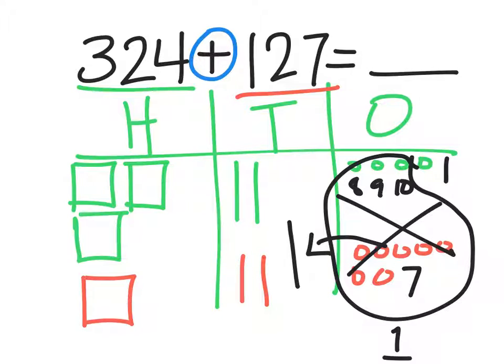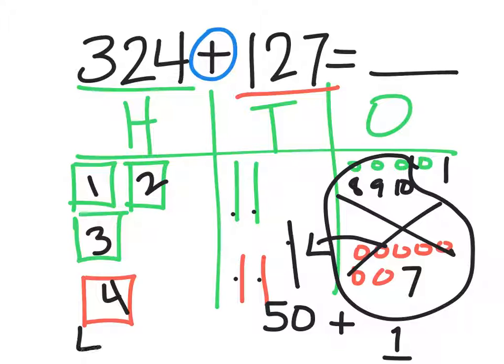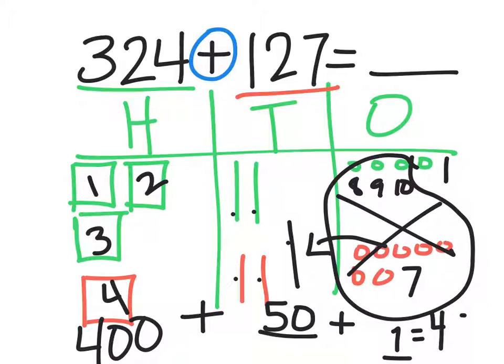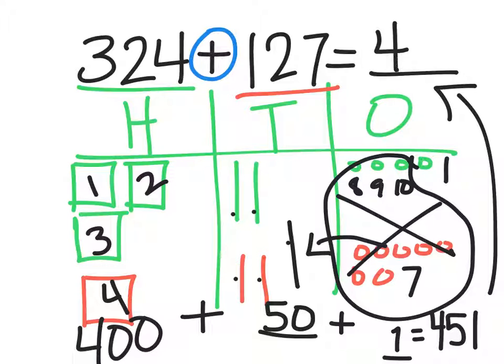We're going to count our tens. 10, 20, 30, 40, 50. And this is 50. Okay, we're going to add that with the 1. Now we're going to count our hundreds. 100, 200, 300, 400. So 400 plus 50 plus 1 equals 451. Come back up here and write down our sum. And today, that's how you solve three-digit addition.